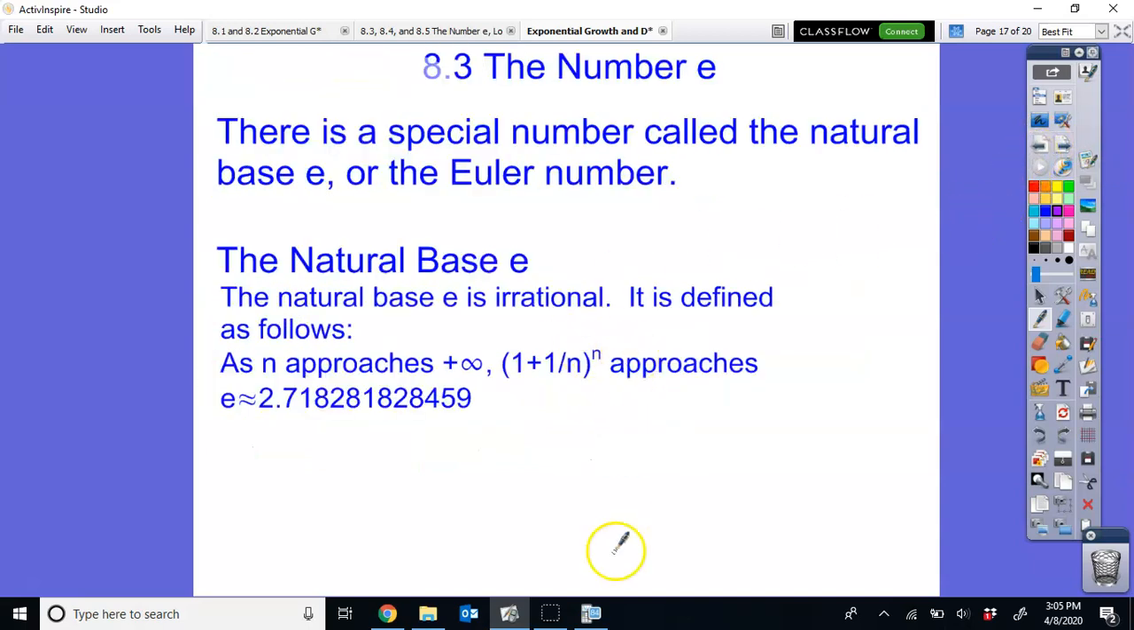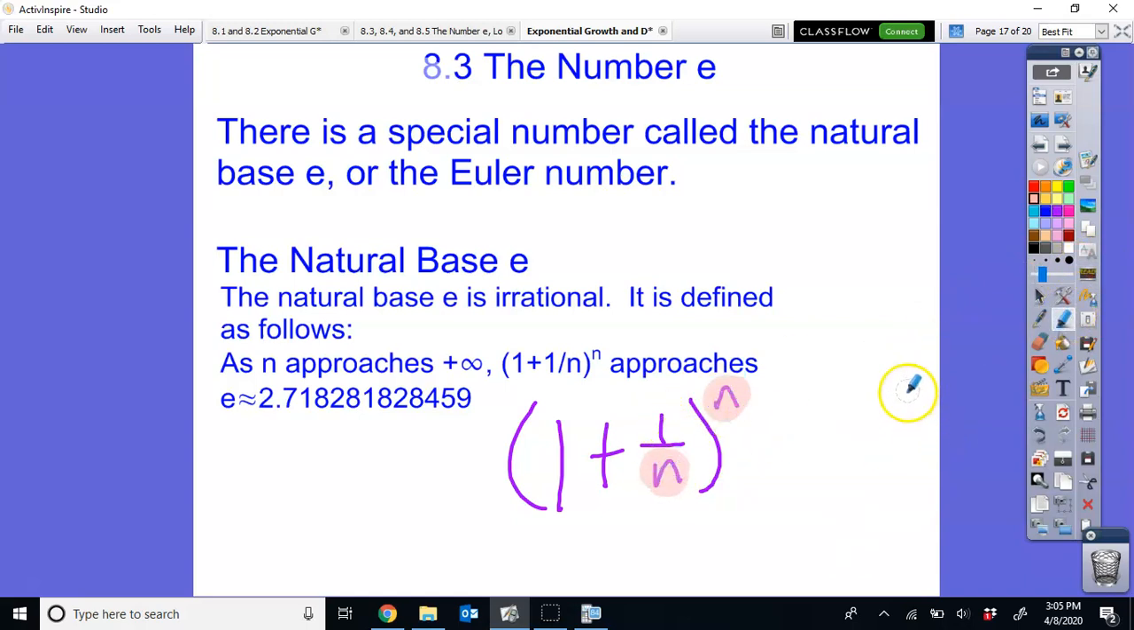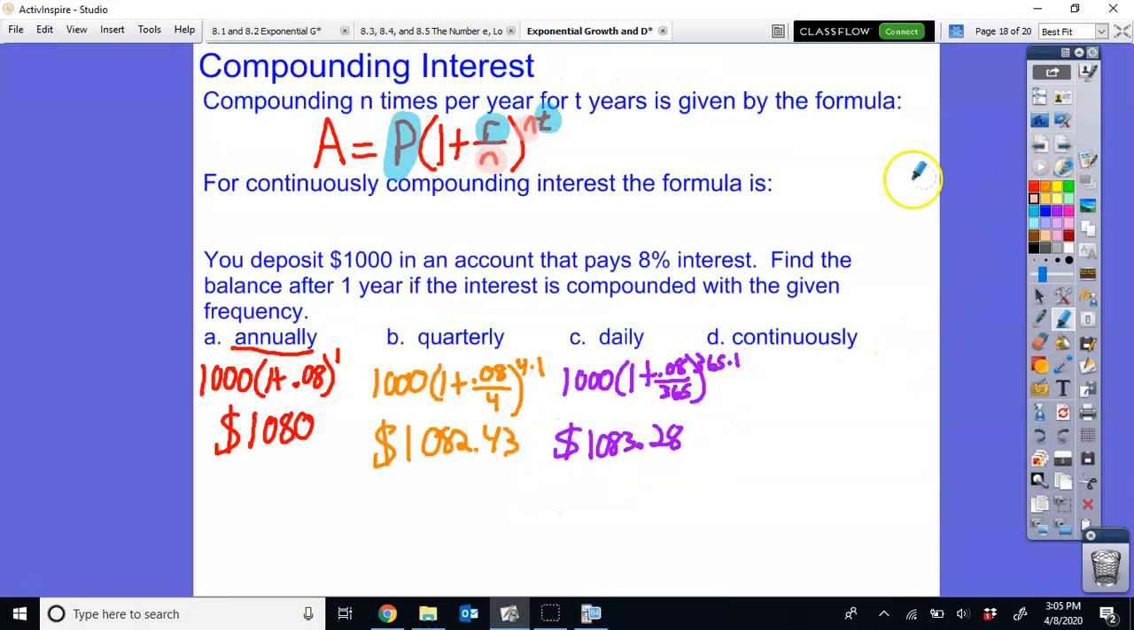I will show you that what it comes from is if you have 1 plus 1 over n raised to the n power, if you start plugging in numbers into this that get bigger and bigger and bigger. Essentially what I'm saying there is, as you plug in numbers that are closer to daily or maybe hourly or every single minute of the year, that number is going to get bigger and bigger for the n value.